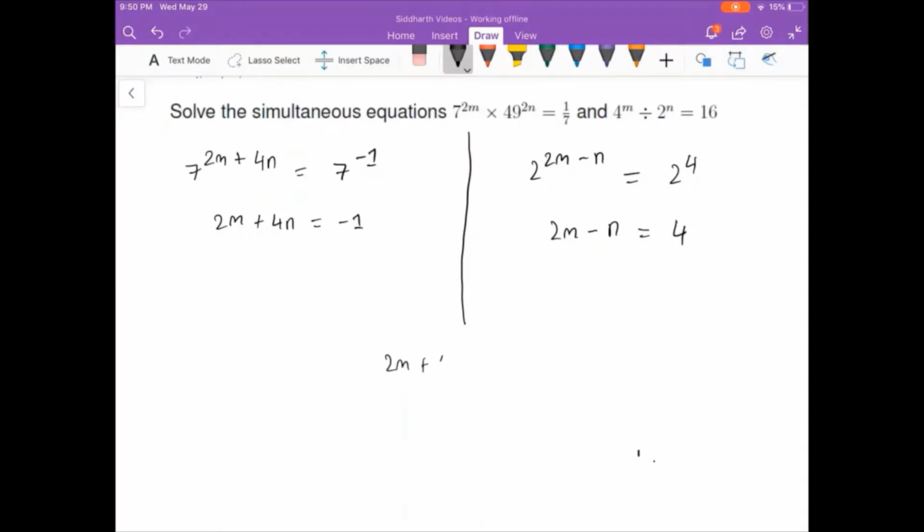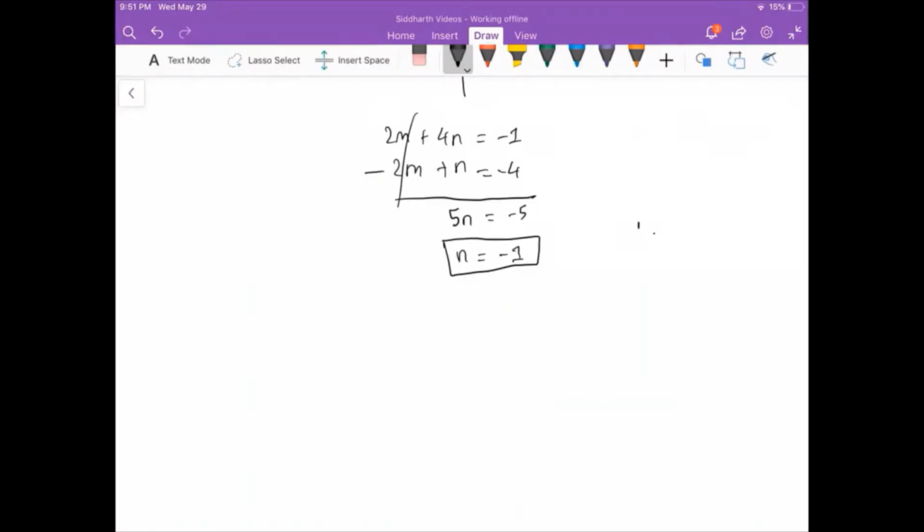Equating these, we can subtract the equations to eliminate 2m. We get 5n equal to minus 5 and n equal to minus 1. Replacing in the first equation, we get 2m minus 4 equal to minus 1. We will get 2m equal to 3 and m equal to 1.5. So our answers are 1.5 and minus 1.